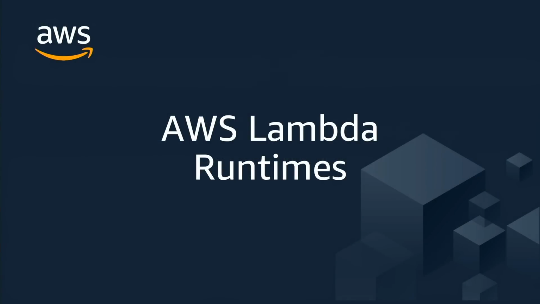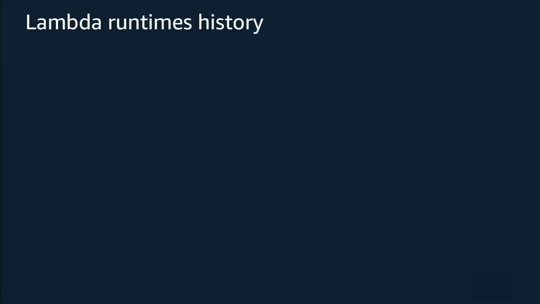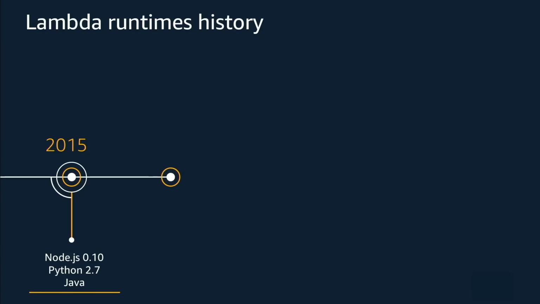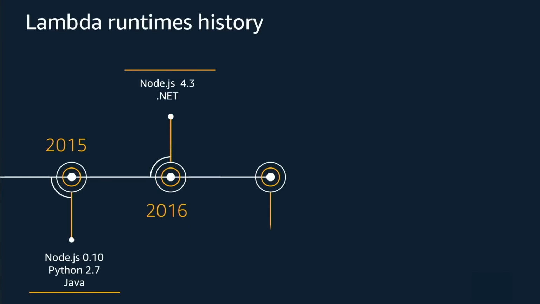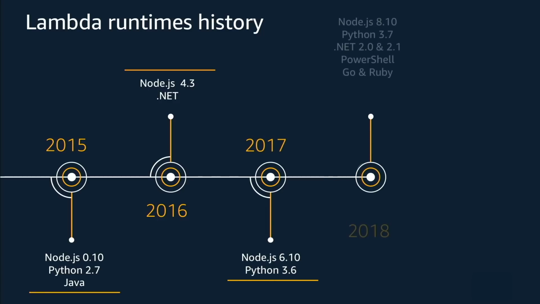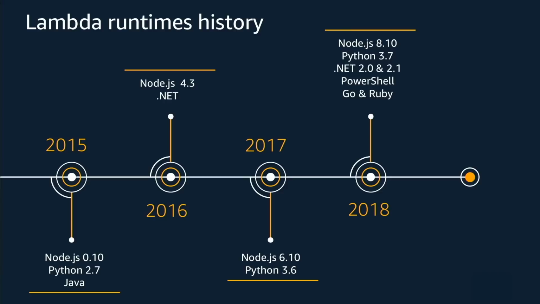So let me tell you a little bit about the runtimes. Node.js has been one of the very first languages to be supported by AWS Lambda, but basically every other language can be supported right now. Let me tell you why and how we got there. We started with Node.js back in 2014, 2015. We also had Python 2 and Java. That was the first three. Then we added Node.js 4, .NET, and we keep adding more Node.js versions and Python 3 as well.